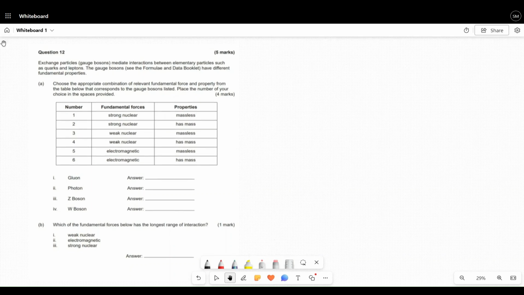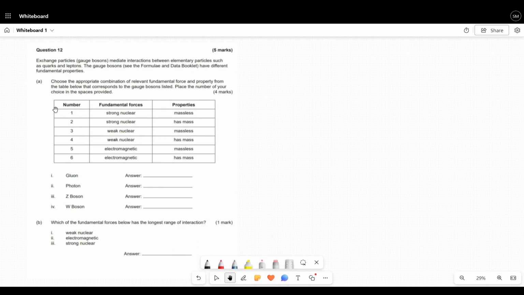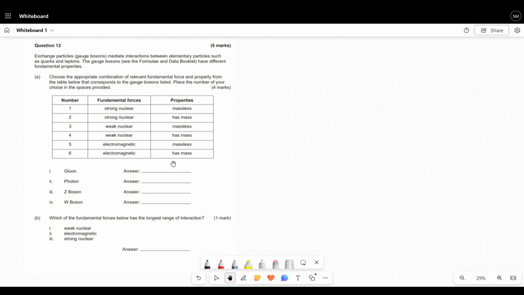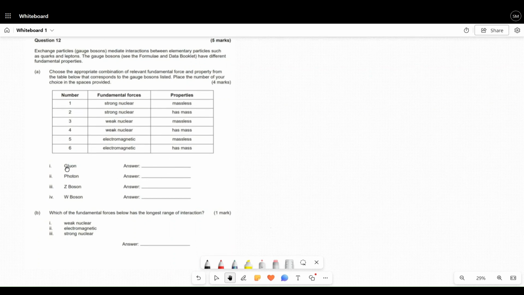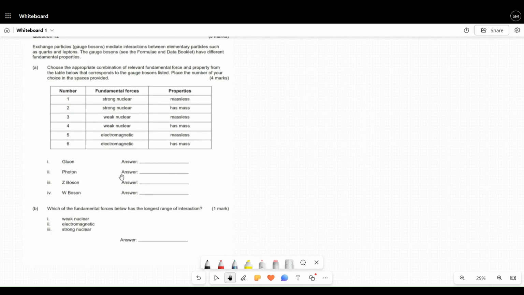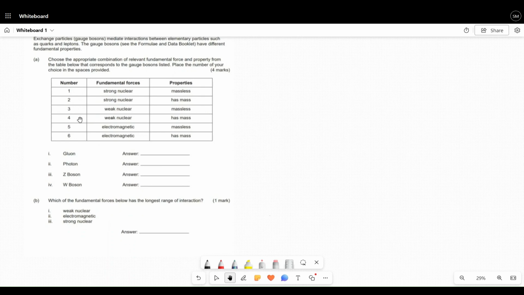Okay, so let's do this question. I won't bother reading this, but basically we have a table which assigns a number to a combination of fundamental force and property, and we have to write the correct number attributed towards the gauge boson here. So we have four gauge bosons, and we have to determine for each of them what is the correct combination of fundamental force and property attributed towards that gauge boson. Each of these combinations has a number.